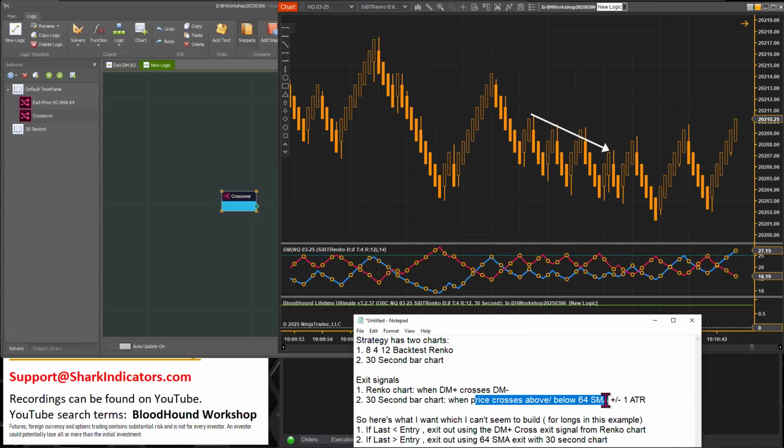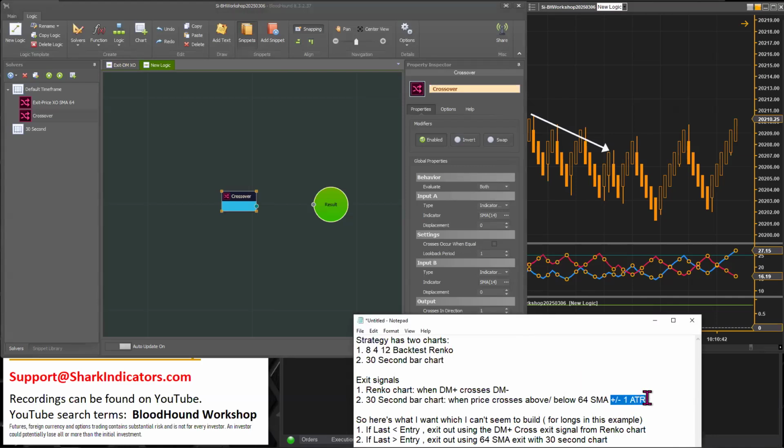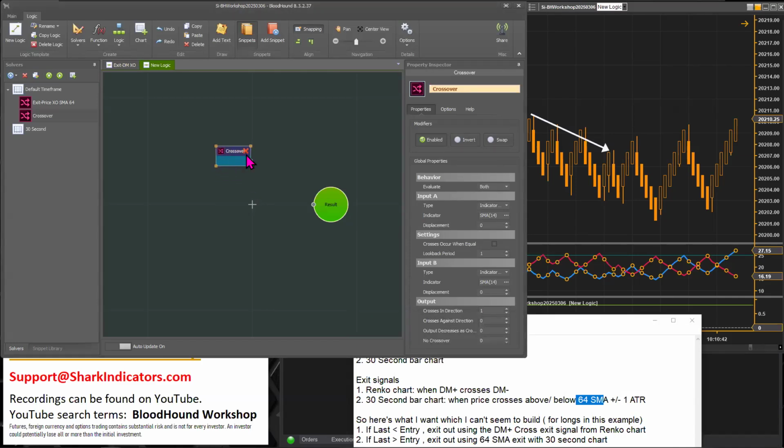All right, so the crossover solver is really what we want because, as the statement says, we're looking for a crossover there. However, Bloodhound in general basically does not add or subtract offsets from your indicators, right? That's the job of your indicator, really, to have that. So we can't use the crossover here.